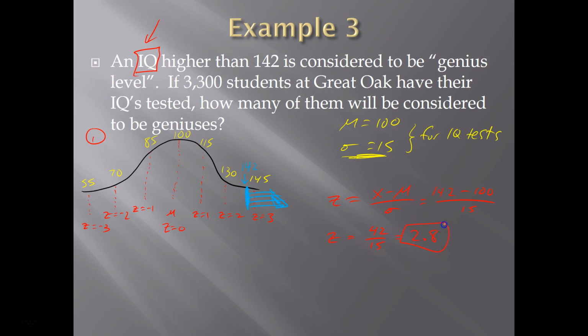Right, so that is my z-score there. So that z-score is 2.8. Okay. So that z-score, 2.8, is what I need to look up on my table, on my z-score table.